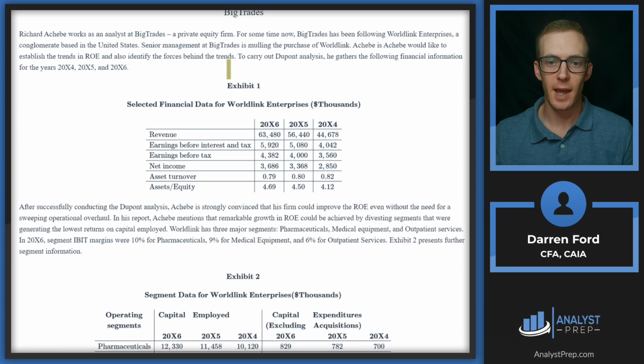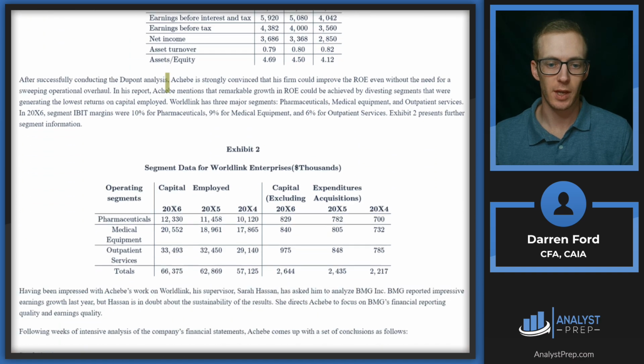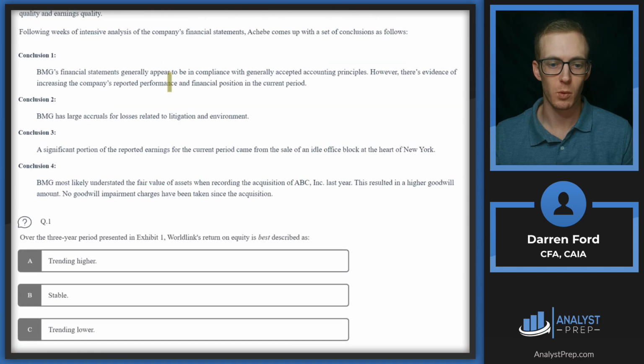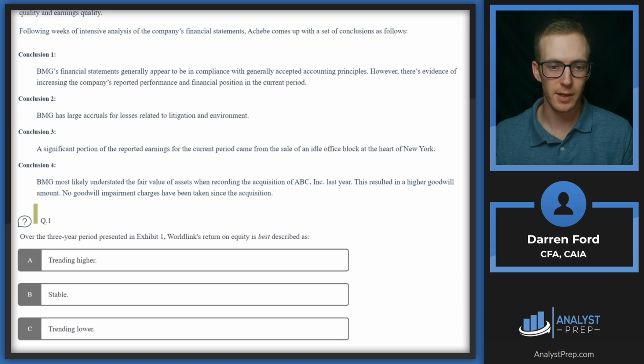All right, we are looking at the Big Trades case study. Let's scroll down and look at question number 1, and we'll start reading from there. Question 1. Over the 3-year period presented in Exhibit 1, WorldLink's return on equity is best described as trending higher, stable, or trending lower. So it looks like we're going to have to make some return on equity calculations over this 3-year period, and then figure out whether it's going up or down or staying the same.